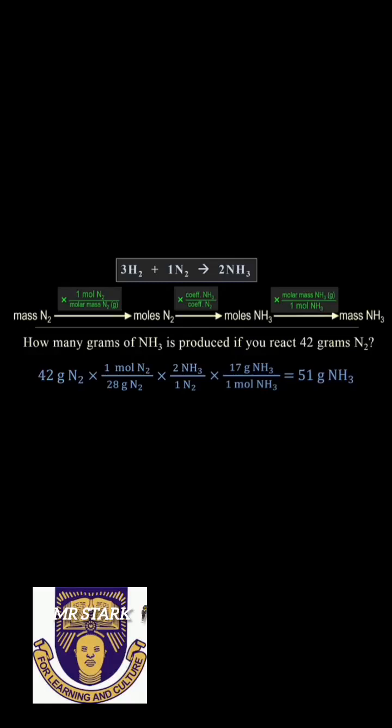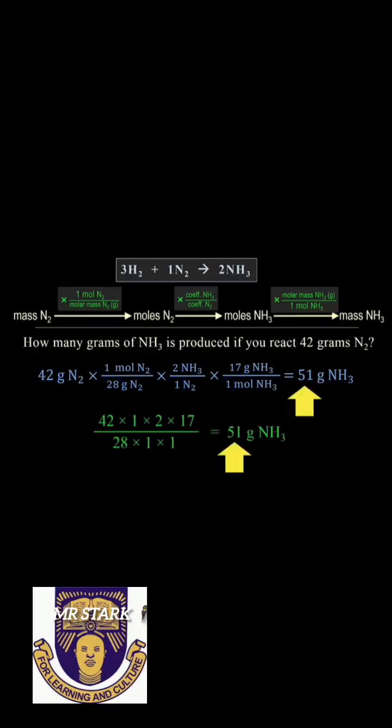So the steps here are in this chain. This calculation gives us moles of nitrogen, the next gives us moles of NH3, and finally the mass of NH3. Once it is set up correctly, what you are putting in your calculator is simply multiplying all the numbers in the numerator and dividing by everything in the denominator.